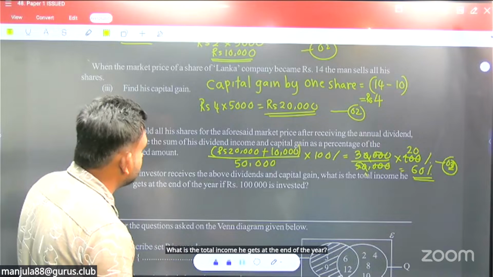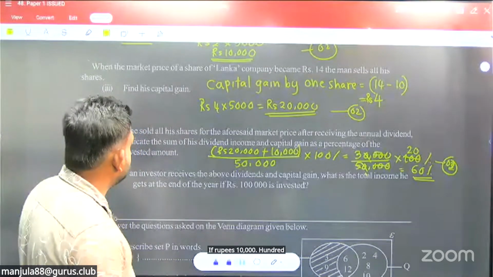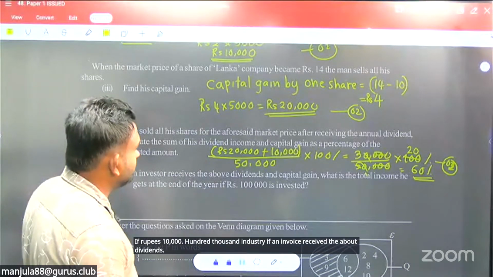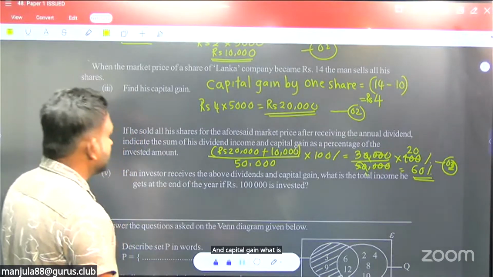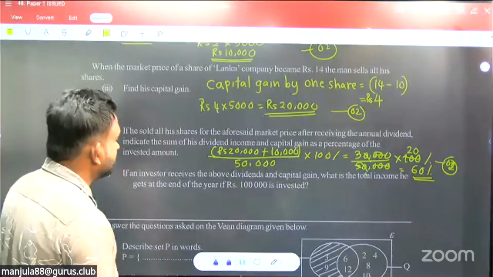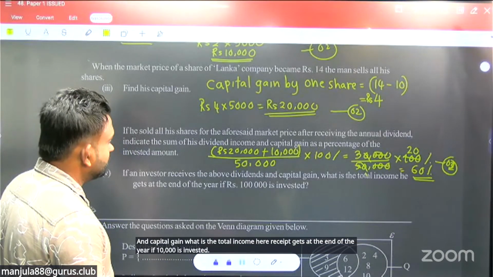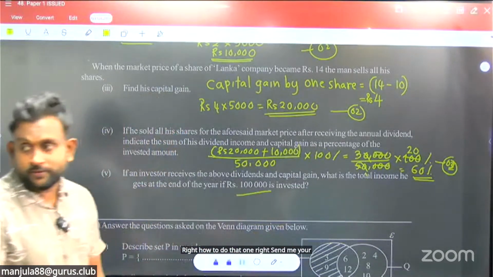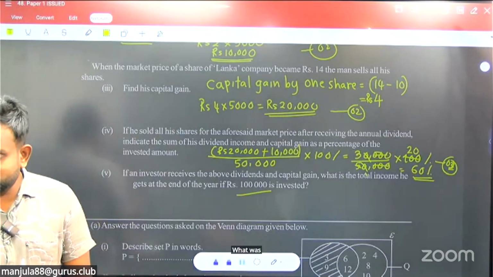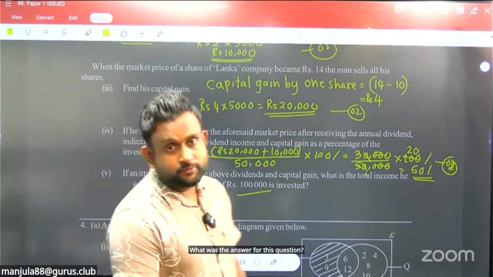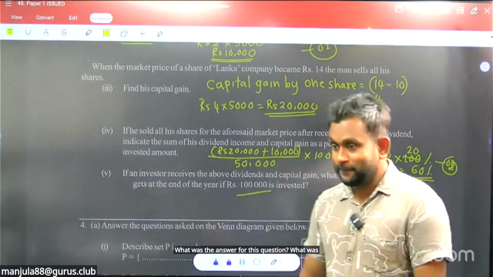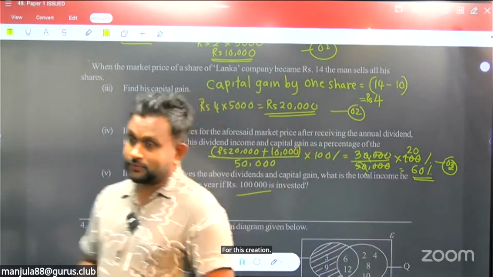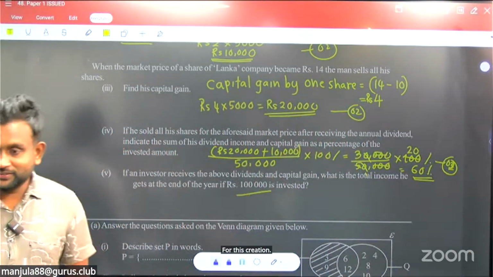If rupees 100,000 is invested, if an investor received the above dividends and capital gain, what is the total income he gets at the end of the year? Right. How to do that one? Send me your answers to the chat. What was the answer for this question? What was the answer those who got for this question? No one?